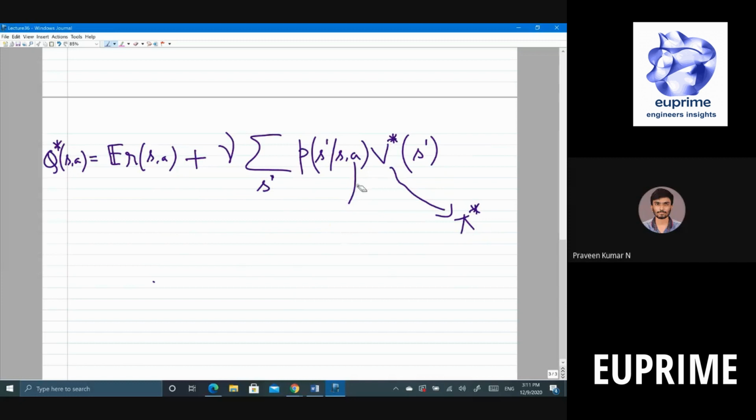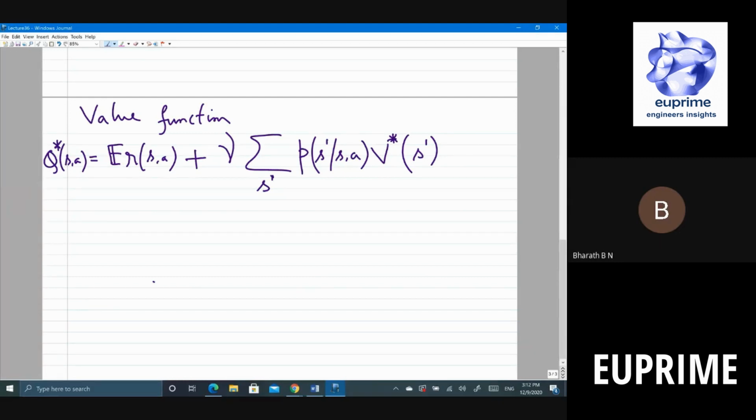Sir, me being in S dash is a consequence of taking action A, right? Yes, being in S dash is a consequence of you being in state S and taking an action A. That pushed you to state S dash with a certain probability. Then going to S dash depends on both S and A, right? Yes, both S and A.